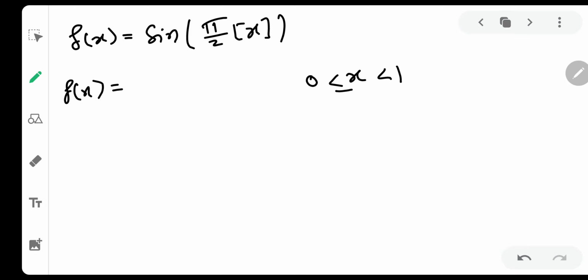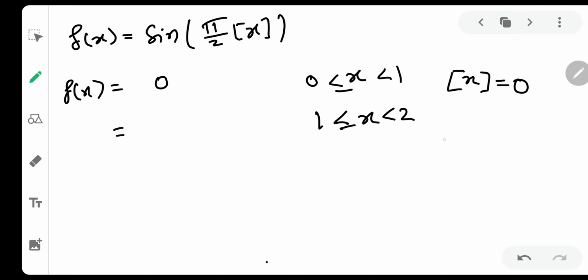Now from 0 to 1 the GIF value will be 0, because GIF of x will be 0. So sine of pi by 2 into 0 would be 0. That's it. From 1 to 2, GIF of x over here would be 1. So this will be sine of pi by 2 into 1, so sine of pi by 2 is equal to 1.